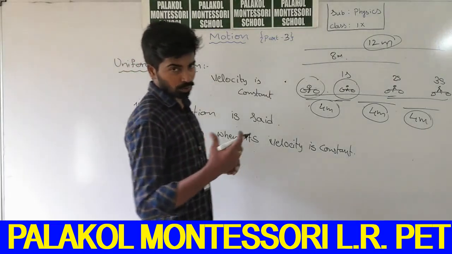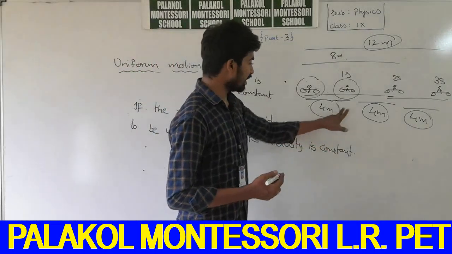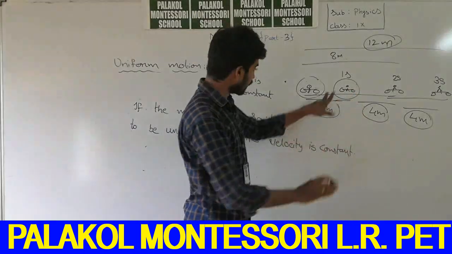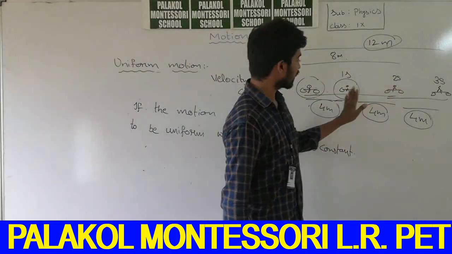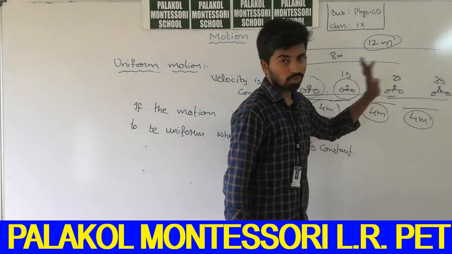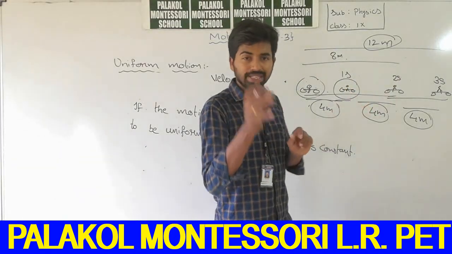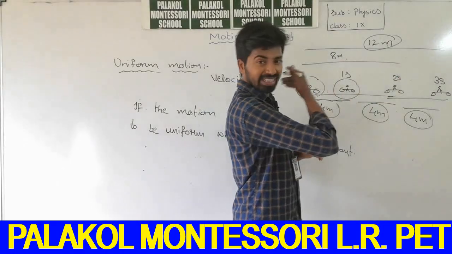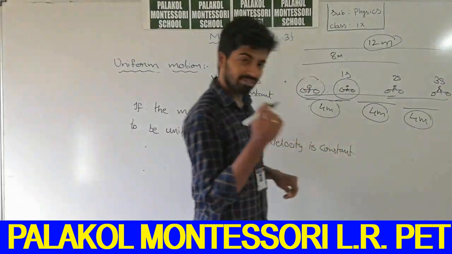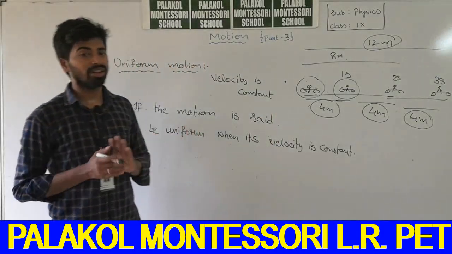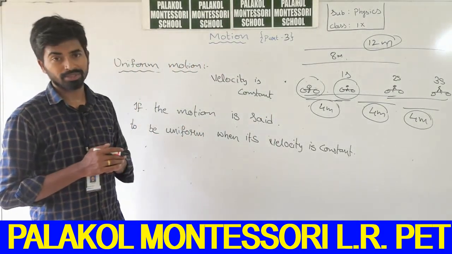So, how can you know that the velocity is constant? For example, the speed is 4 meters per second. In 1 second, it covers a distance of 4 meters, and in the next 1 second, it covers a distance of 4 meters. So, what was happening? The speed and direction are the same. Even if the direction changes, it cannot be called uniform motion.